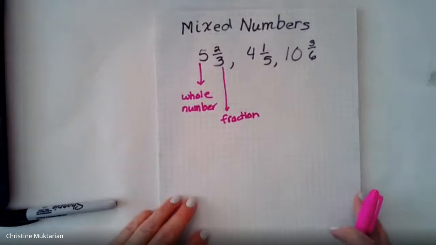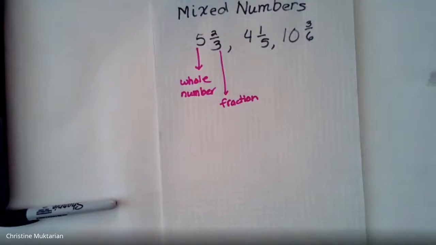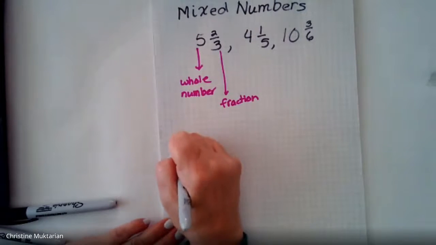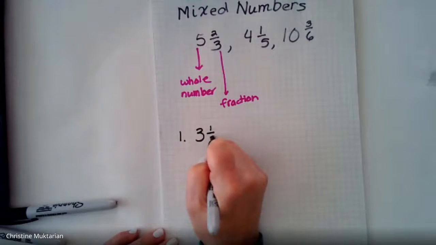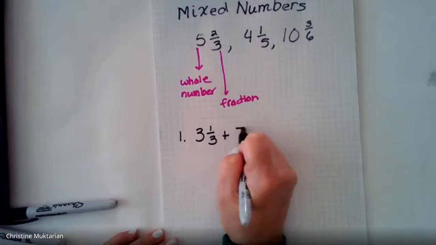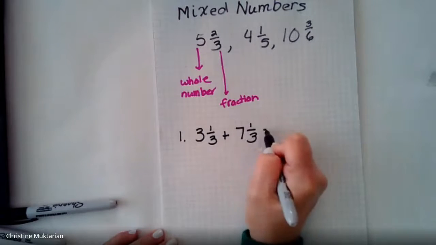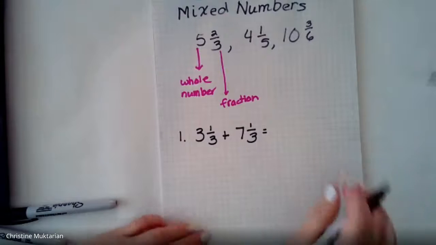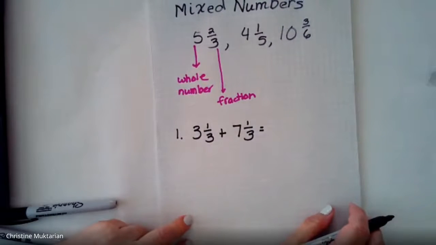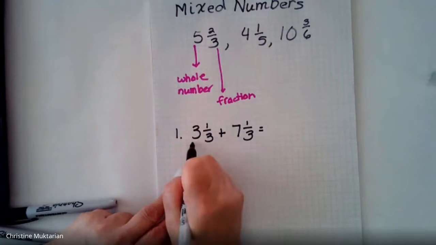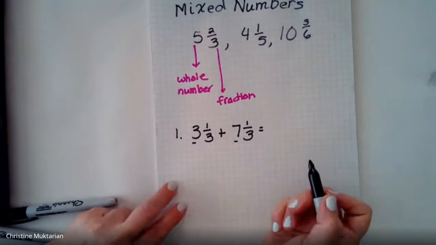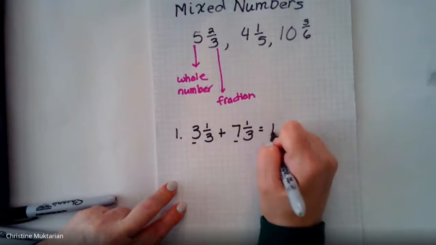All right, let's move on to some problems. I'll grab another pen. Okay, so for our first examples, put problem number 1. Let's go ahead and do one. 3 1/3 plus 7 1/3. Now the first step to adding mixed numbers is to take a look at your whole numbers first, which in this case is 3 and 7. So we're going to add 3 plus 7, and that equals 10.